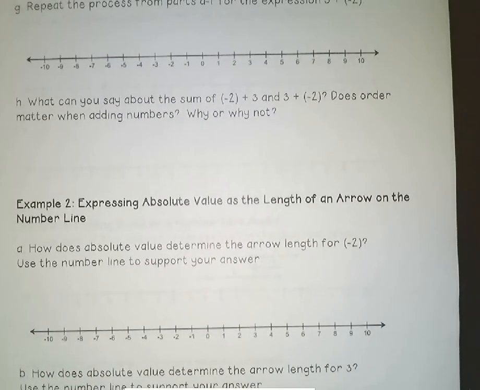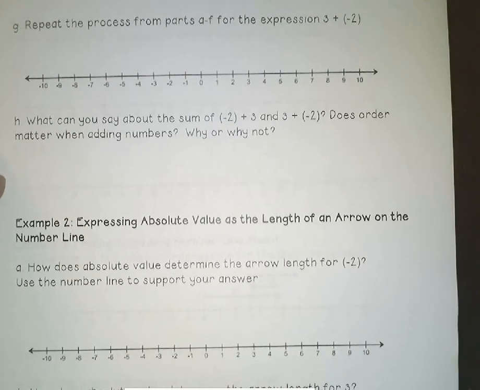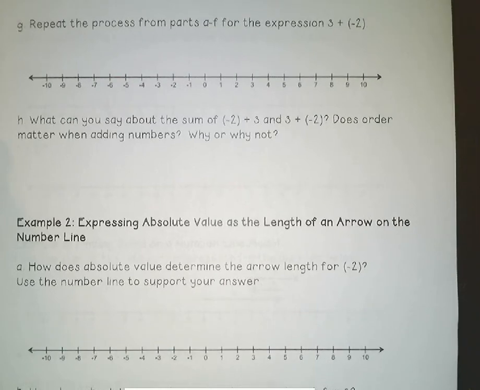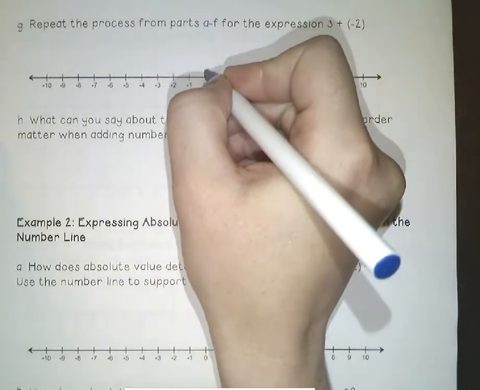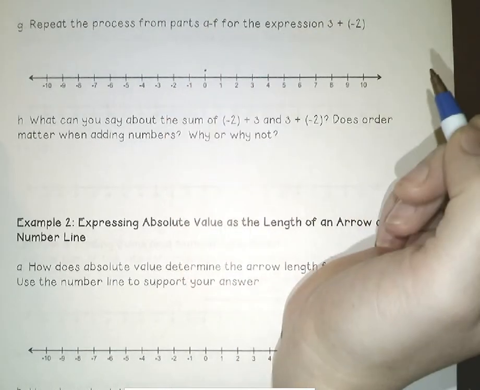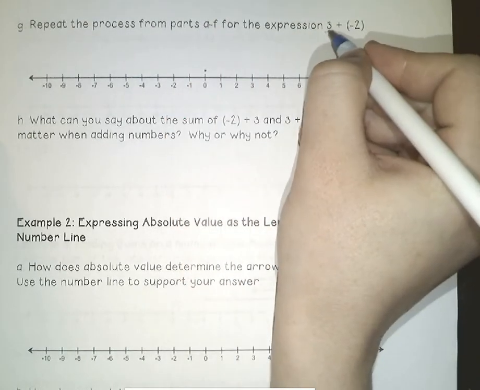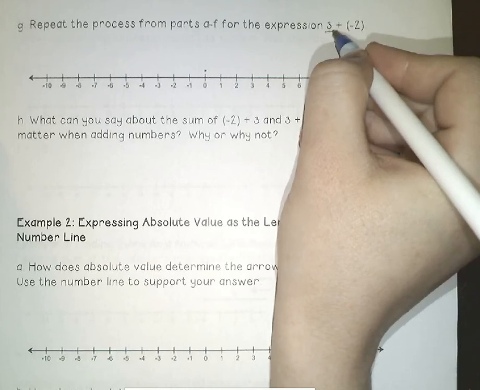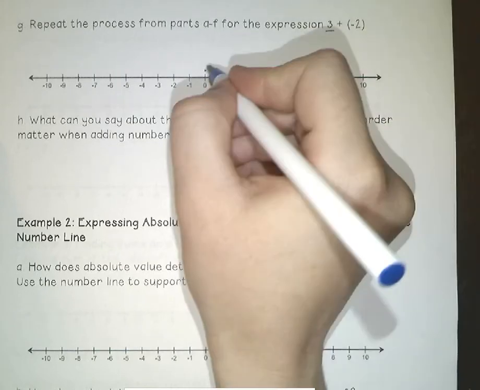Repeat the process from parts A through F for the expression 3 plus negative 2. So now we are going to do a different problem, 3 plus negative 2, using the number line. You can look at the steps if you want, you don't have to. We always start at 0. Always start at 0. My first arrow is going to go from 0, 3 units to the right, and we will stop at 3.